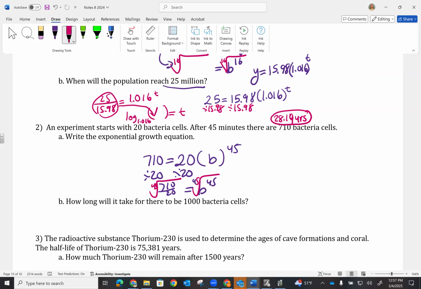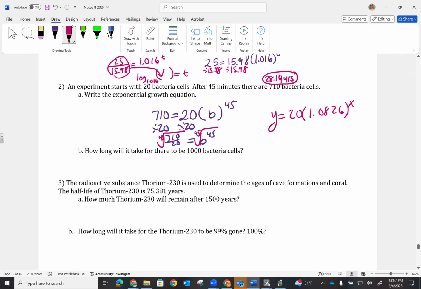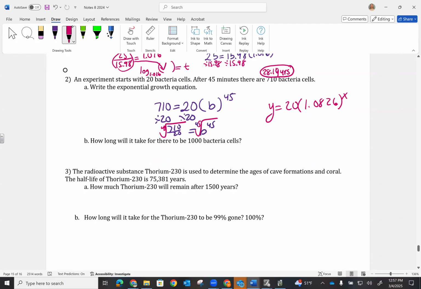Okay. So if you take the 45th root of that, you're going to get y is equal to 21.0826 to the x. So this is just what we've been doing. We did this last chapter. We're going to do it this chapter. There is another formula. I'm just not going to teach it to you.